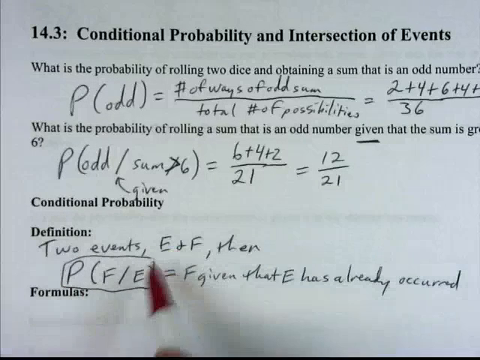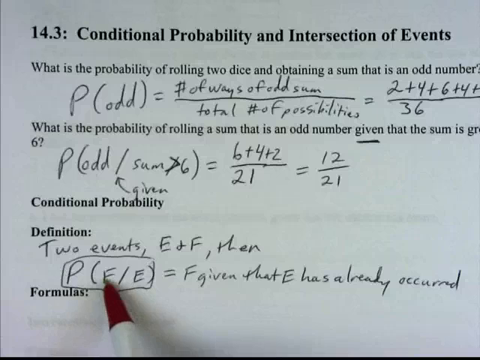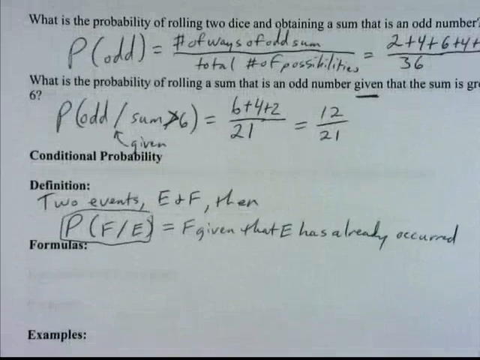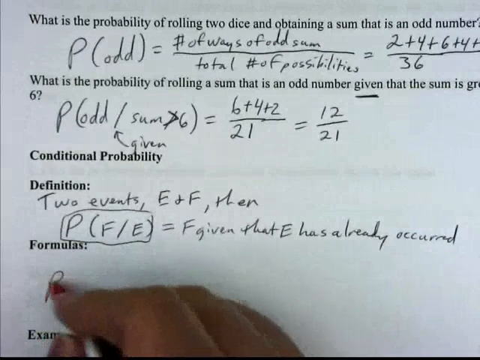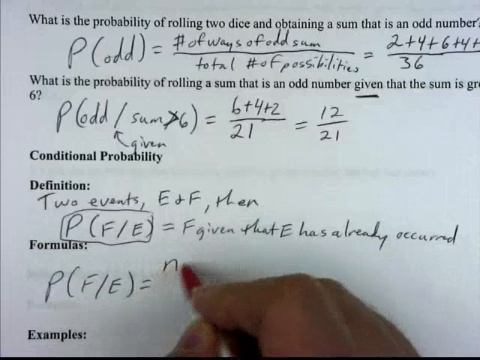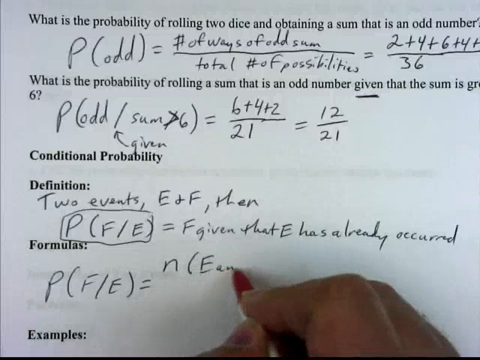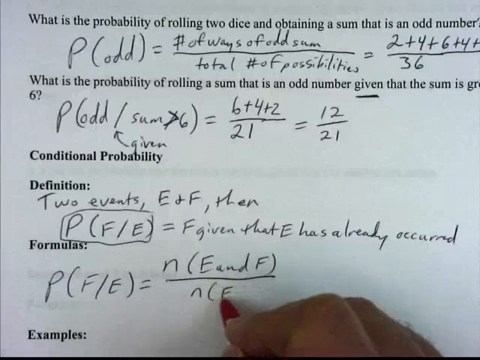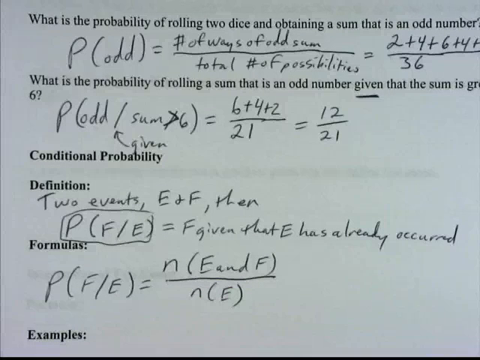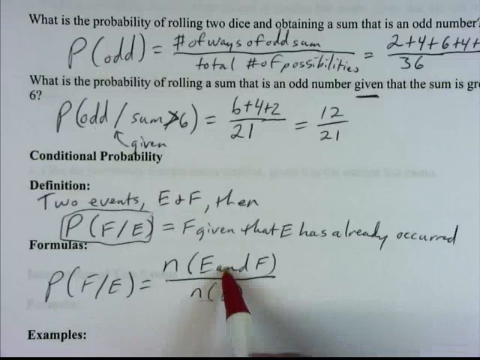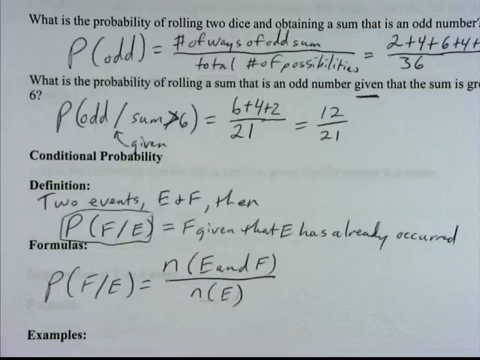Here's the notation we use for it, and it says find the probability of F given that E has already occurred. Now we've got a formula for that. The probability of F given E is the number of ways in which E and F both occur over the number of ways that E occurs. Or, like I like to think of it, take your new sample space, which is now E, and figure out the number of ways that F happens within that E.